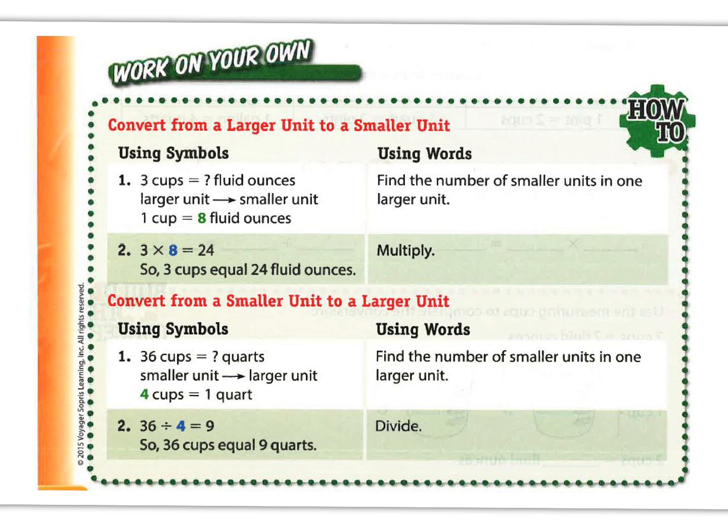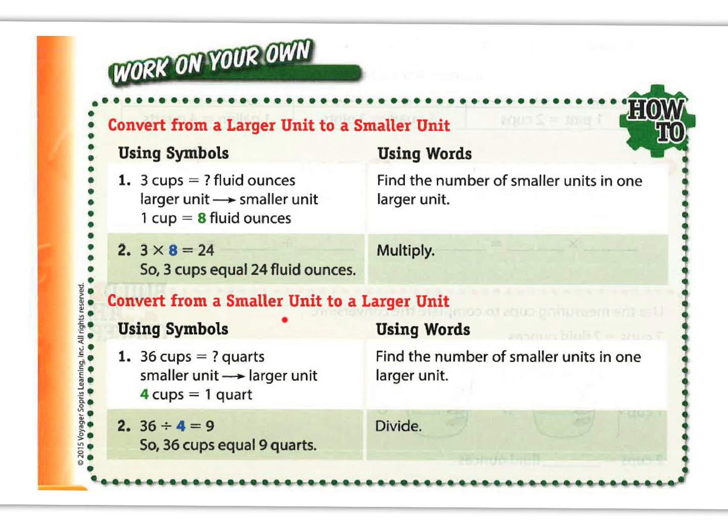All right, this says convert a larger unit to a smaller unit. 3 cups equals how many fluid ounces? Larger to smaller, 1 cup equals 8 fluid ounces. So we can see it's getting bigger. So you're going to have to multiply. So 3 cups, we do 3 times 8 equals 24.